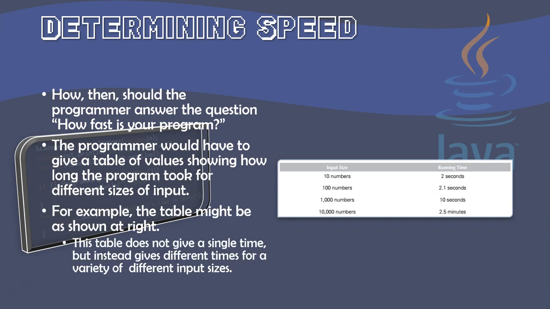And if you look at the table, you notice that we don't have a single time. There's no consistency with this time. Like we have 2 seconds, 2.1 seconds, 10 seconds, 2.5 minutes. You'll notice that these times vary based upon the input sizes.